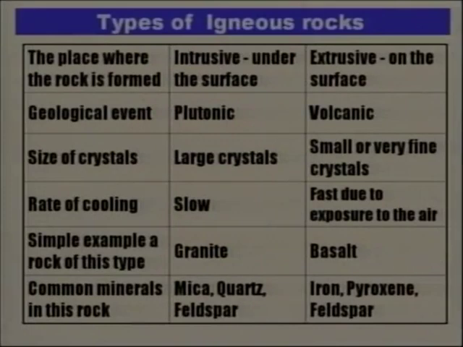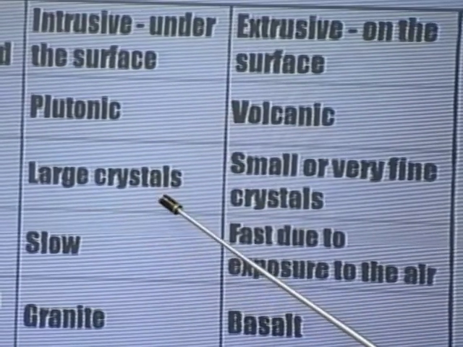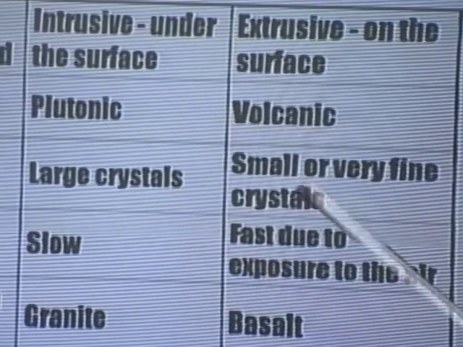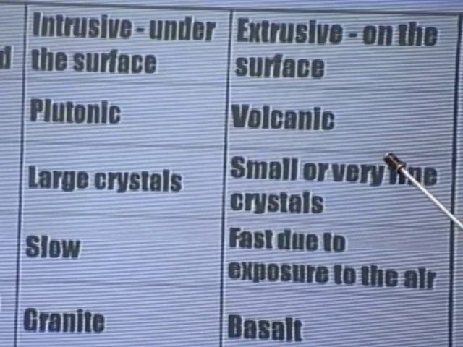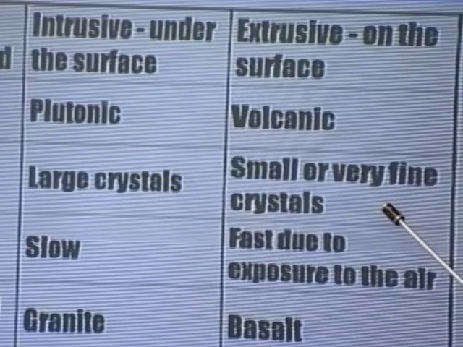But let's check here. Usually when we are talking about the size of crystals in igneous rocks, the intrusive plutonic igneous rocks will tend to contain large crystals. The size of the crystals are larger in them. Whereas the extrusive volcanic igneous rocks, the crystals in them tend to be small or very fine.